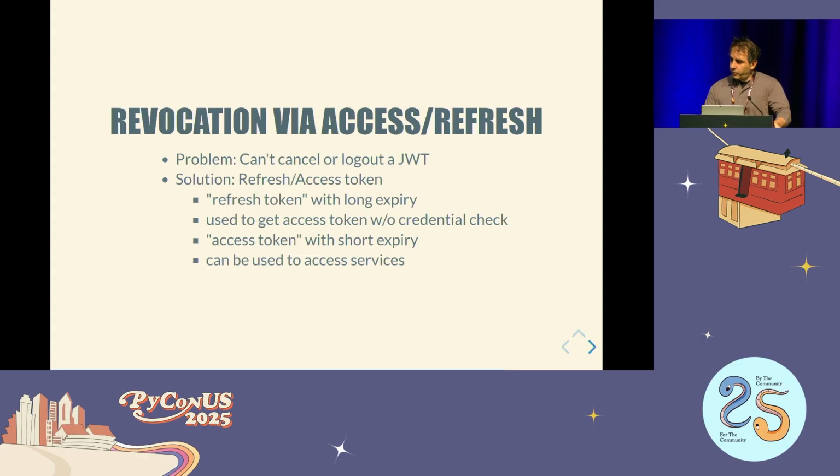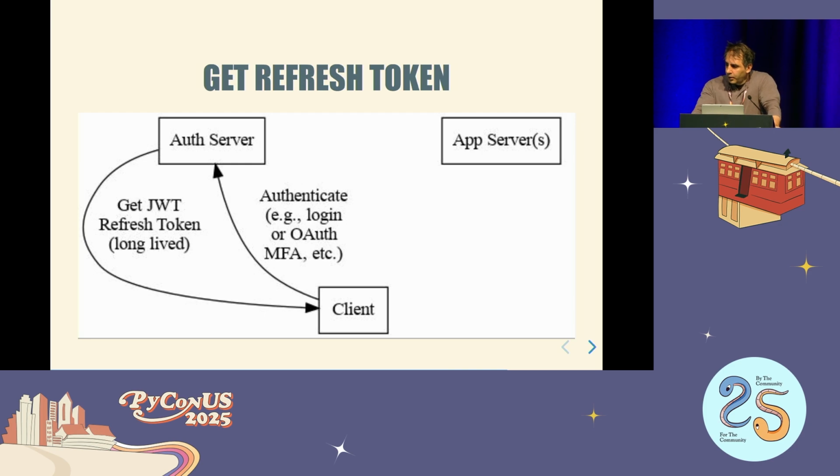So let me show you what this looks like. First we get the refresh token, and this is just a standard thing you've seen before and that I showed you in the beginning, which is the client wants to log into the authentication server. They type in their password, they do the multi-factor with their phone, maybe they do OAuth, whatever. Then the server sends back the refresh token, which has a long expiration time. Maybe an hour, maybe a day, maybe a week, maybe a month, something long.